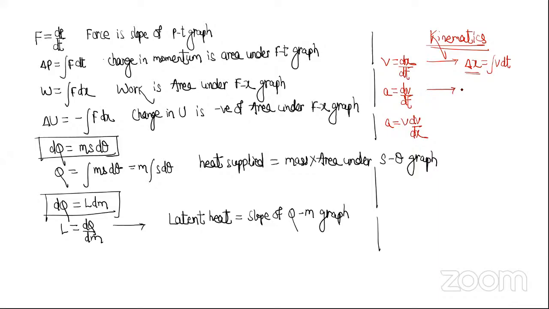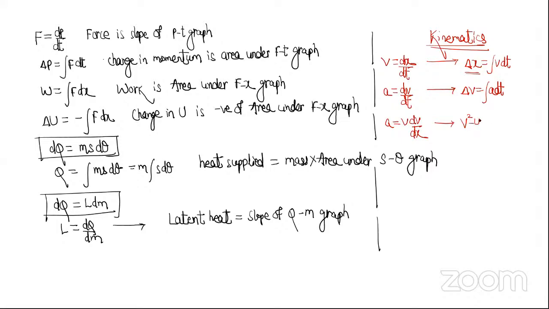अच्छा, डेल्टा v इक्वल टू this can be written as integration a dt. So इसको क्या बोल सकते हैं, change in velocity. It's not velocity, area under a-t graph. Yes, change in velocity equal to area under a-t graph. So the mistake students make is they will tell velocity equal to area under a-t graph. No, it's change in velocity.